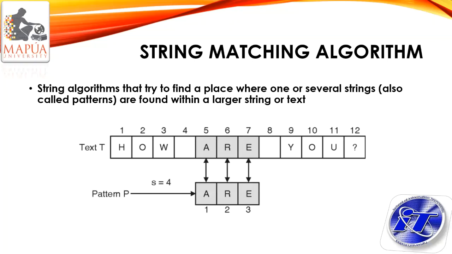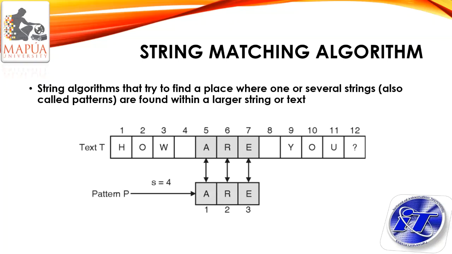So now let's proceed in comparing the next element in the pattern, which is R. Compare with the next element after A, so they are equal. Now we're going to proceed with the third element of the pattern P and compare it with the third element after the A. So it's E, so they are the same. Therefore, we found the pattern in text T.